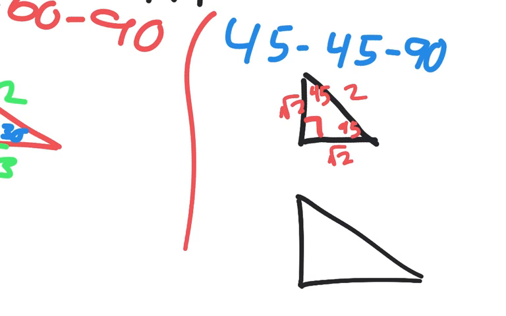And then the other 45, 45, 90, across from the 45s, you have a 1. And across from the hypotenuse is a radical 2. Okay, either one of those is acceptable. And I'll go back and forth. I don't even mean to anymore. I'll write whichever one's most convenient for the problem. But that's where those come from.